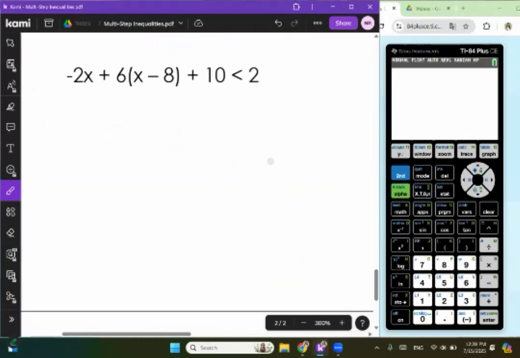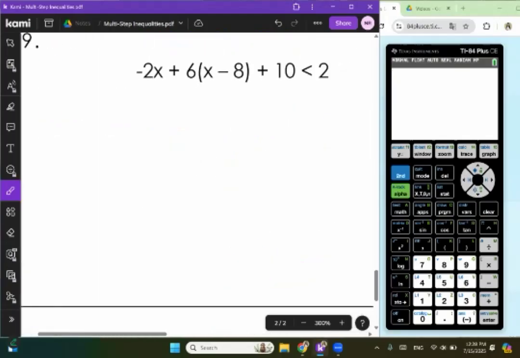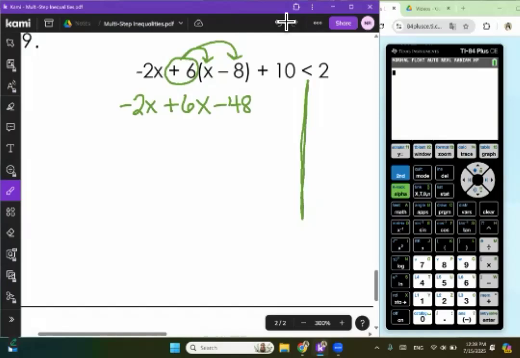Number 9. Here's another big one. You guys might want to stick around for this one. Okay, anything that you do not touch, just go ahead and bring it down. 6 times x is 6x. 6 times negative 8, negative 48. Positive times a negative is a negative. 6 times 8, 48. Bring down the plus 10. One side of my inequality has too many terms. If it's more than 2, that's too many.